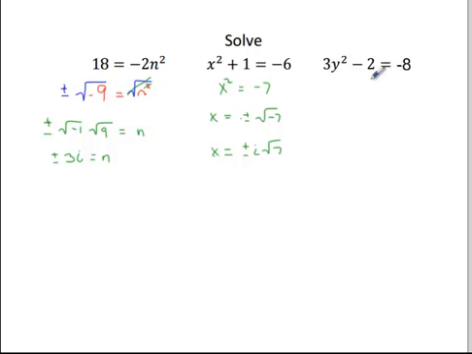Last one, add 2 to both sides, and I get 3y squared is equal to negative 8 plus 2 is negative 6. Divide by a positive 3, and I get a negative 2. Take the square root of both sides, and I've got plus or minus. I've got a negative inside the radical, so it's going to come out as an i. So I've got that, i should go in front there. So I've got plus or minus i radical 2.